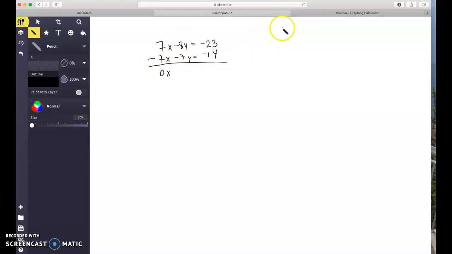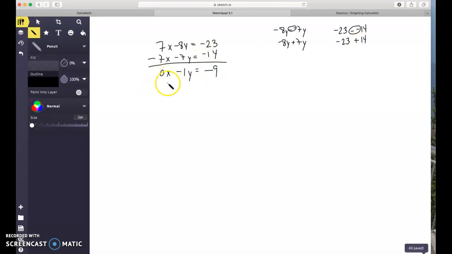And if sometimes those negatives get a little tricky to think about, kind of go off to the side. Negative 8y minus negative 7y. And you'll see, oh, I've got these 2 negatives here. That's really like saying negative 8y plus 7y. And that's going to leave me with a negative 1y. Same thing with your negative 23 minus a negative 14. You've got those 2 minuses, so you're really doing negative 23 plus 14. And when you do that, you get negative 9.